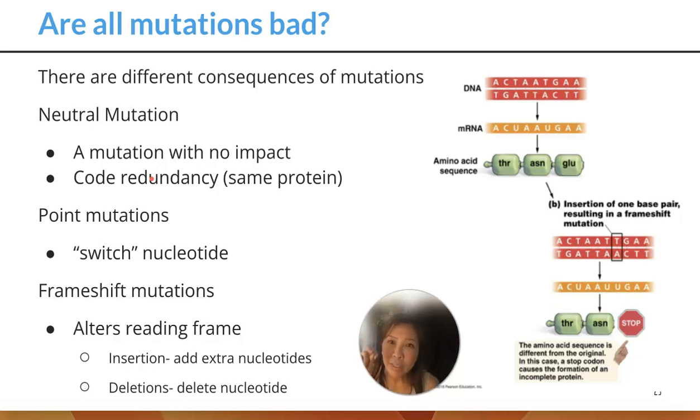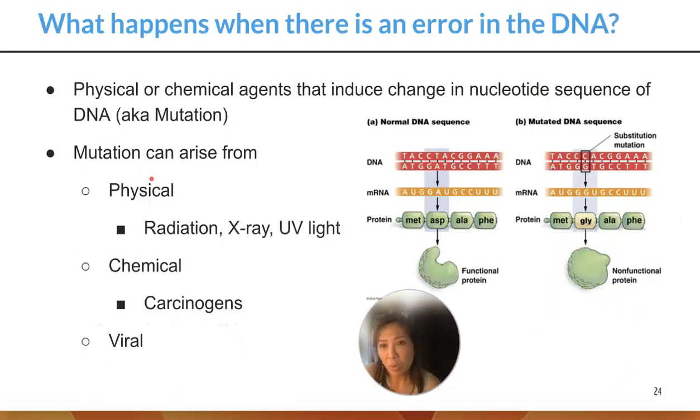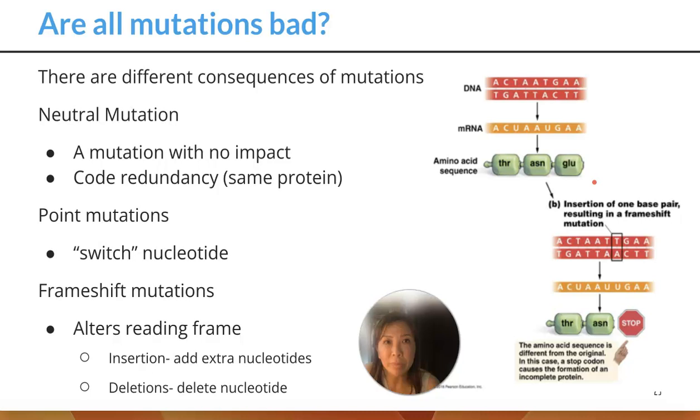And so this could be just a switch in the nucleotide, and that can and cannot make a difference. In this one, where it's a point mutation, this one definitely made a difference because it's glycine, right? But you can have a point mutation in the third base, and because of that code redundancy, it might not lead to any impact. There's still a mutation, but it doesn't lead to any impact.